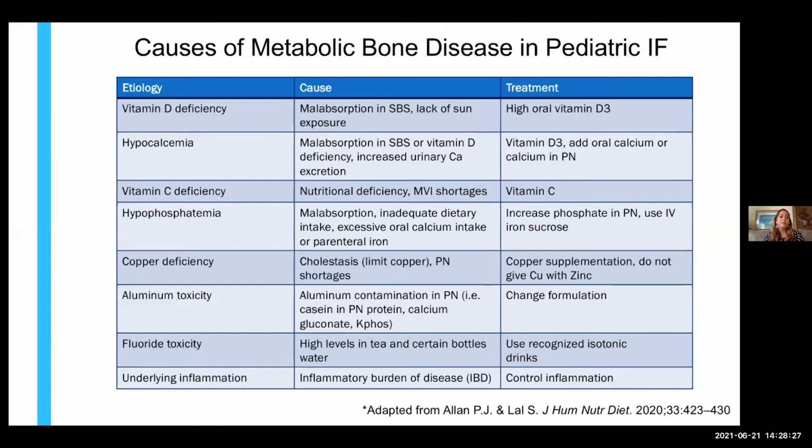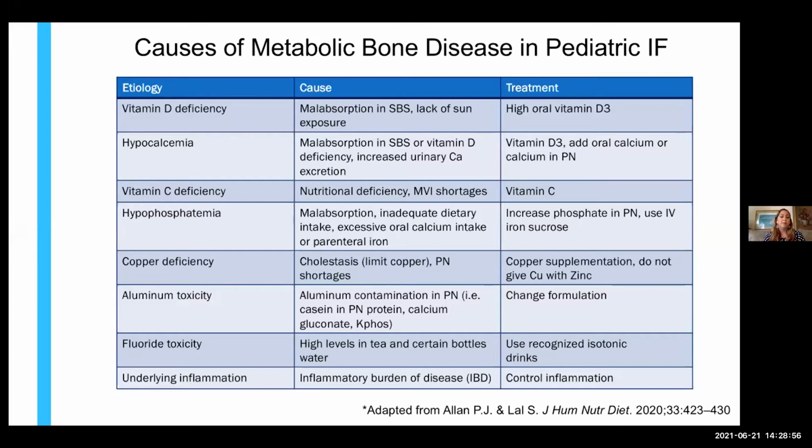Hypocalcemia is a cause. This is partly due to malabsorption or vitamin D deficiency. It can also be due to increased urinary calcium excretion. So we do want to make sure that these children are meeting their calcium needs both orally and in the PN. Vitamin C deficiency is not a common cause that we typically think of, but it can occur during multivitamin shortages or if the nutrition is very poor. So it's something that we have started checking more frequently, especially in the last year with all the multivitamin shortages.